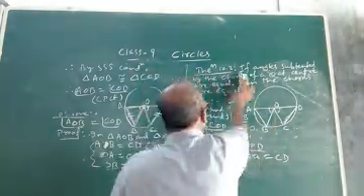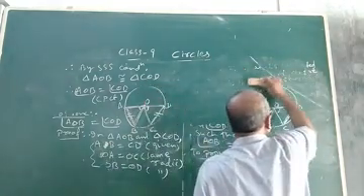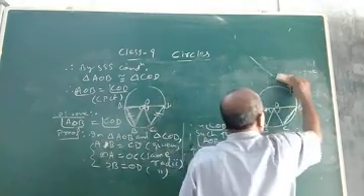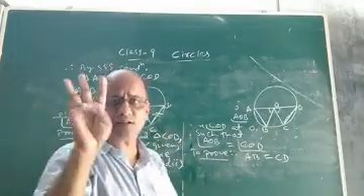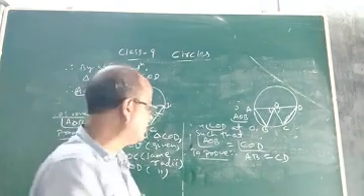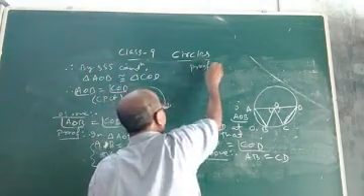Let us see. What are the matching parts in this particular theorem? What are the matching parts of the two triangles which are equal? Let us find out the three matching parts of the two triangles in order to prove that they are congruent. Okay, so let us come to the proof part.